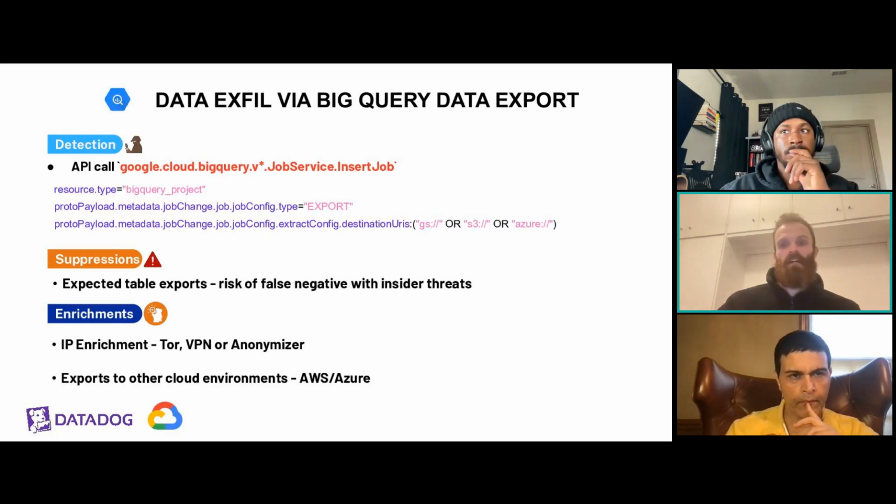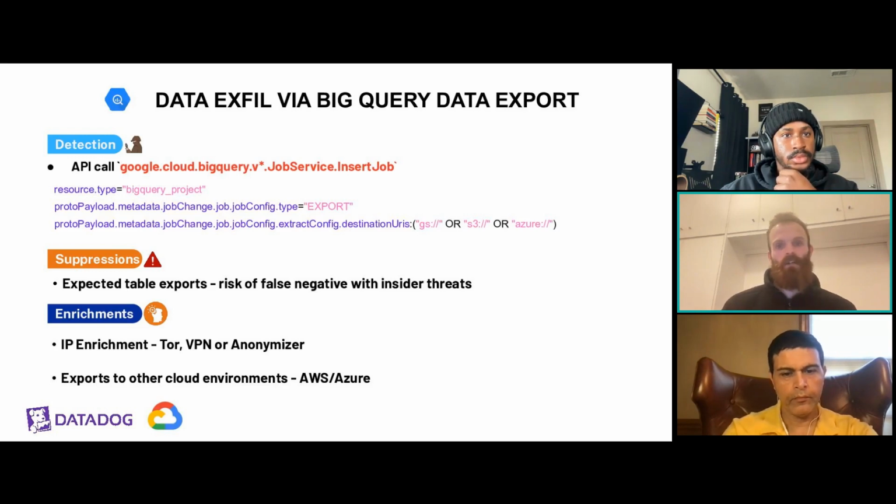Now looking at the detection for this, so we're looking for the jobservice.insert job API call. The job config type will be export, and then a destination URI with a cloud storage prefix. So if your company or organization is making use of BigQuery, there's likely going to be some noise associated with this type of detection.